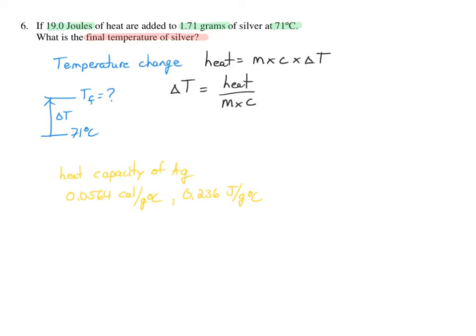All right, so heat involved in temperature change. Mass times specific heat times delta T. Our delta T is going to be determined by heat divided by mass and specific heat.